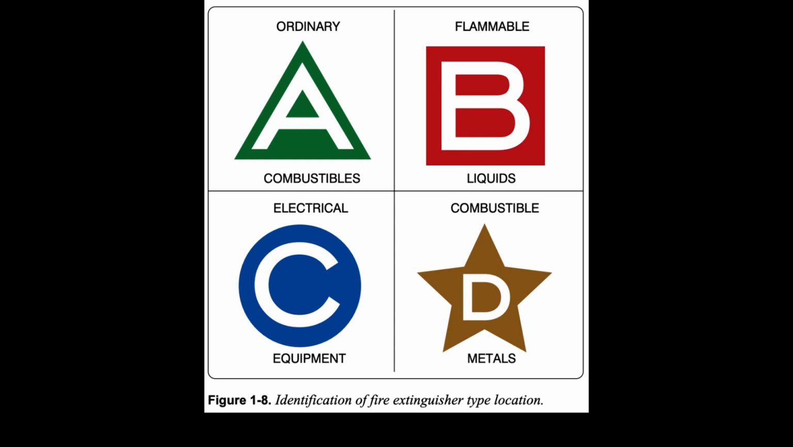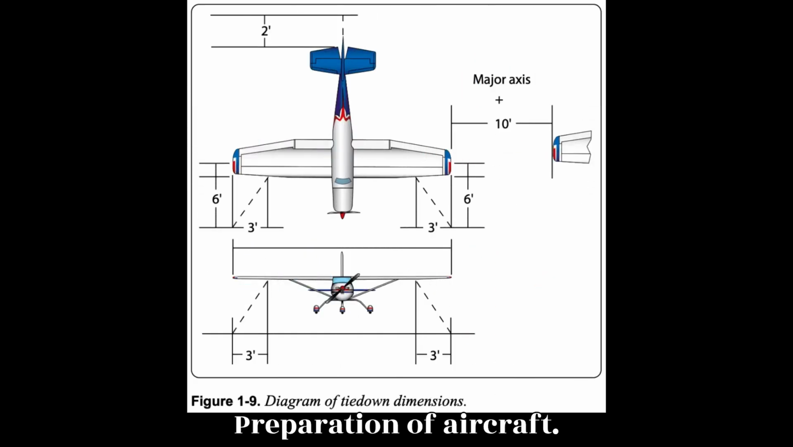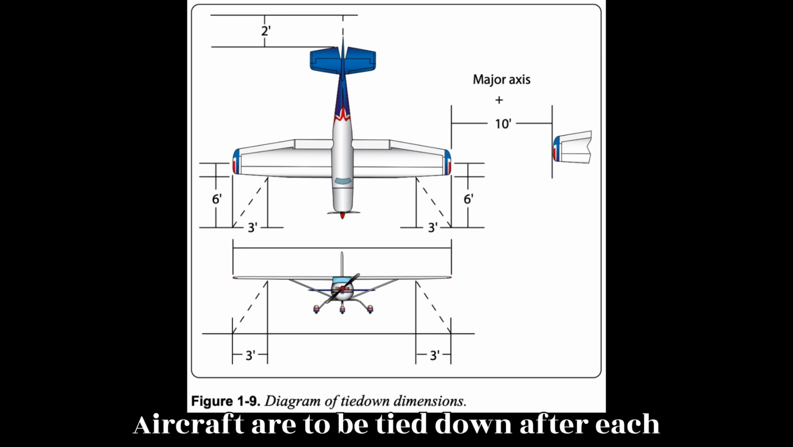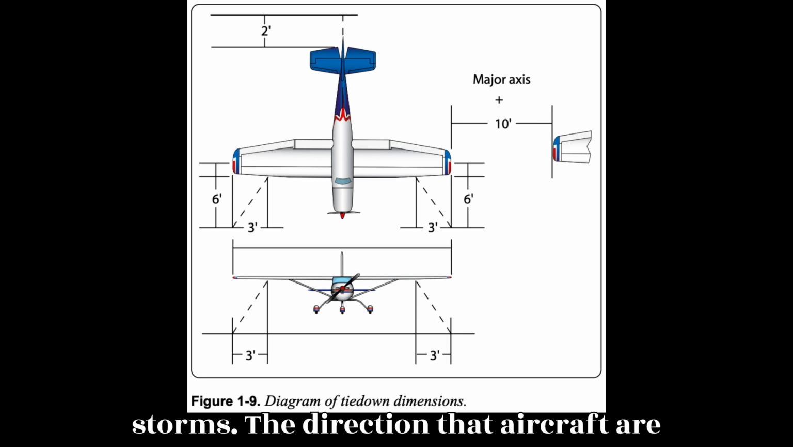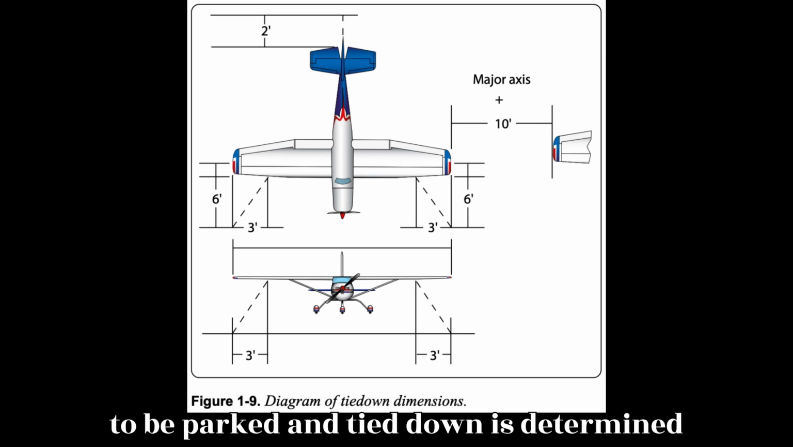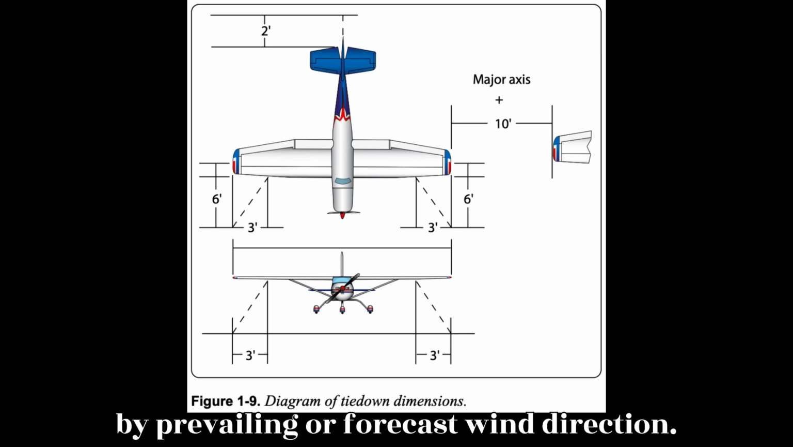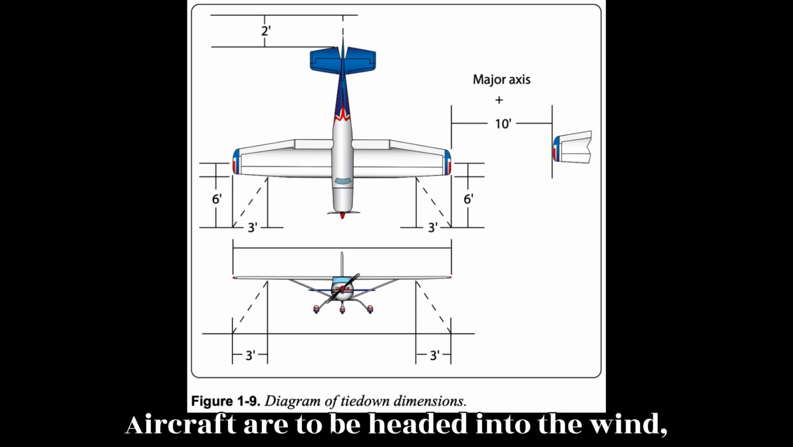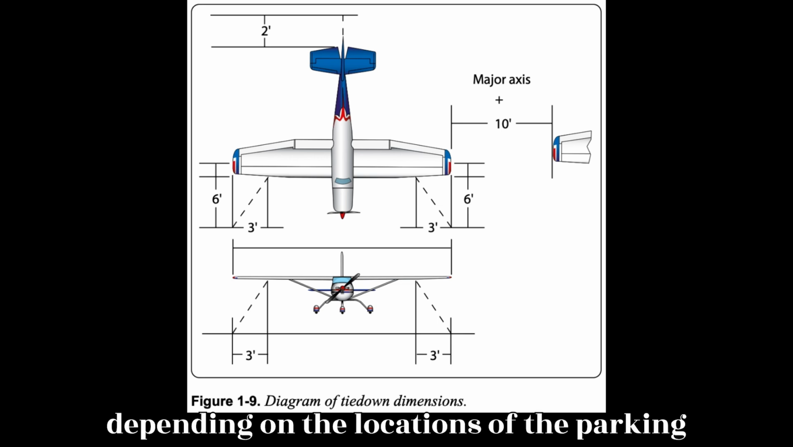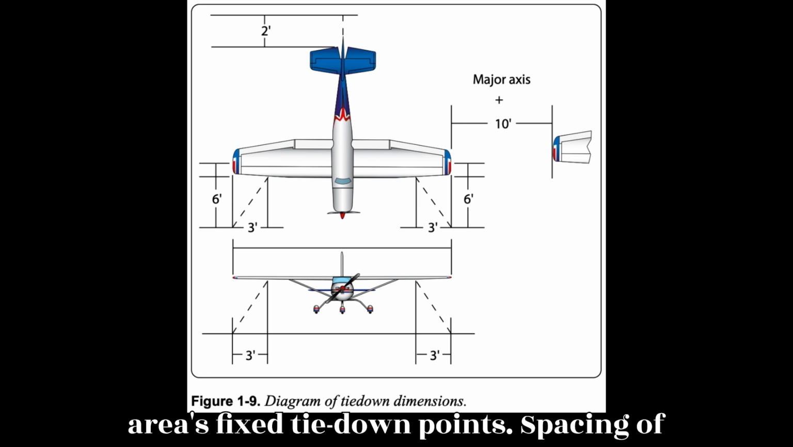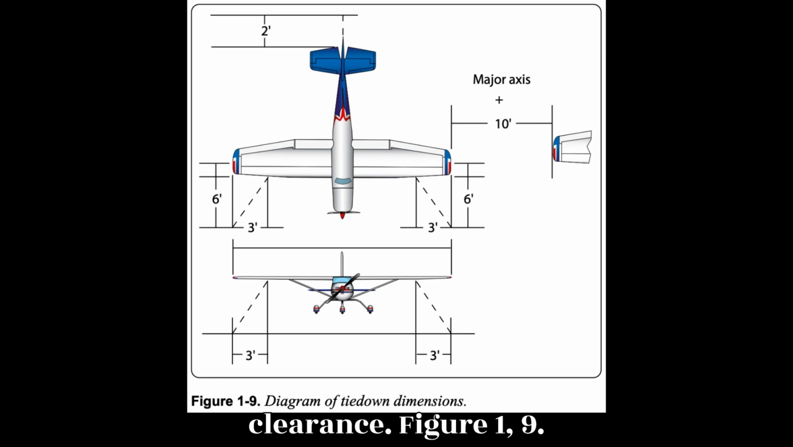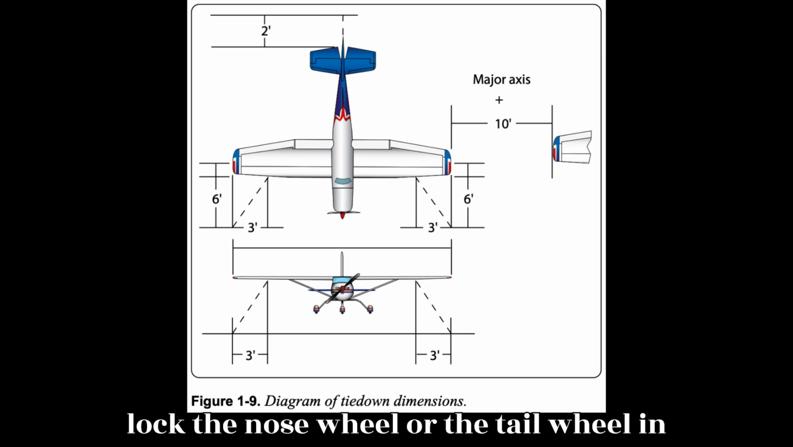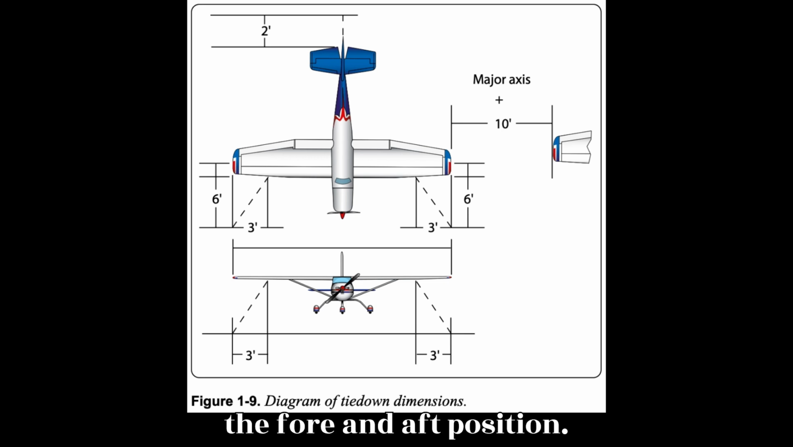Tie-down procedures. Preparation of aircraft. Aircraft are to be tied down after each flight to prevent damage from sudden storms. The direction that aircraft are to be parked and tied down is determined by prevailing or forecast wind direction. Aircraft are to be headed into the wind, depending on the locations of the parking area's fixed tie-down points. Spacing of tie-downs needs to allow for ample wingtip clearance. Figure 1.9. After the aircraft is properly located, lock the nose wheel or the tail wheel in the fore and aft position.